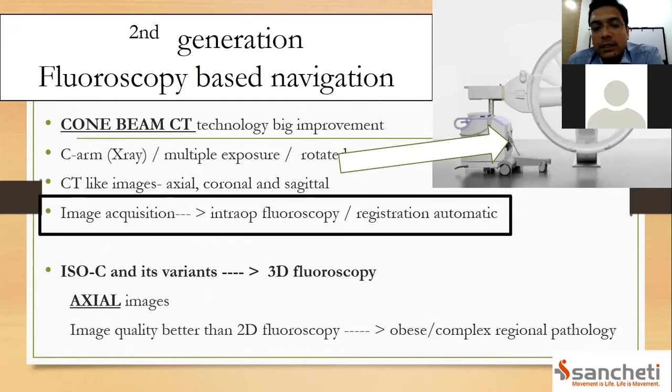Additionally, the images were slightly more CT-like, so it was better than 2D fluoroscopy-based navigation. But again, some problems persisted because it was fluoroscopy-based. Again, for obese patients, it was not great. Image quality would suffer. In regionally complex regions such as the cervicothoracic junction or the craniovertebral junction, you wouldn't get good quality images. So those were some of the drawbacks.